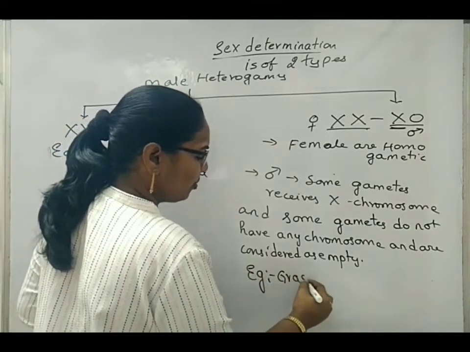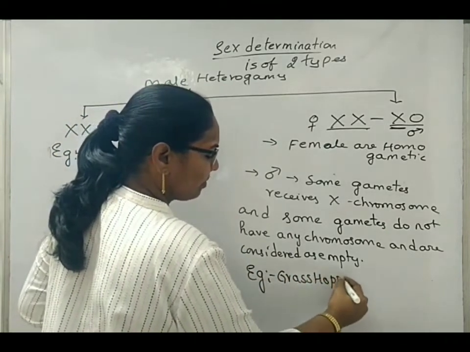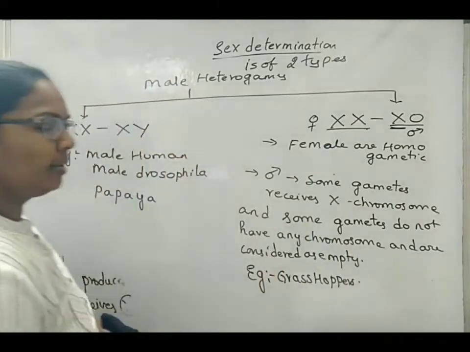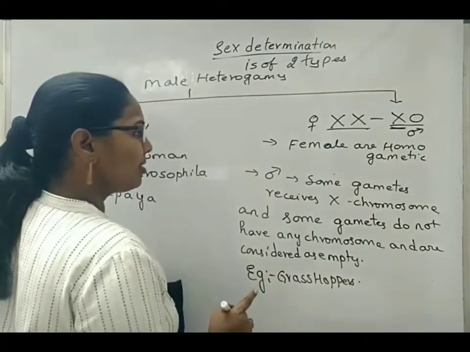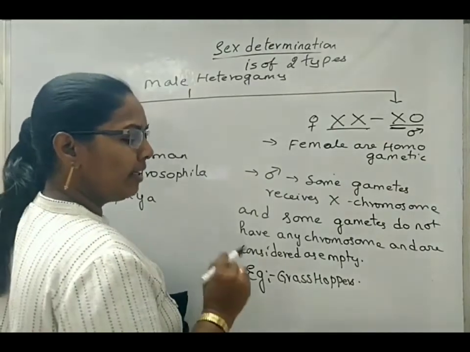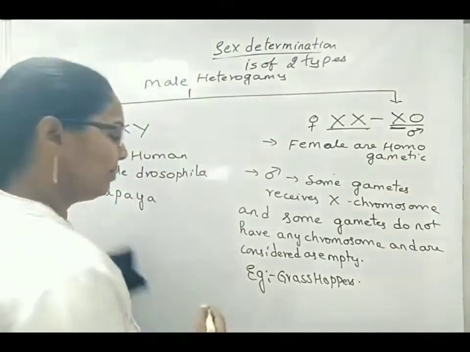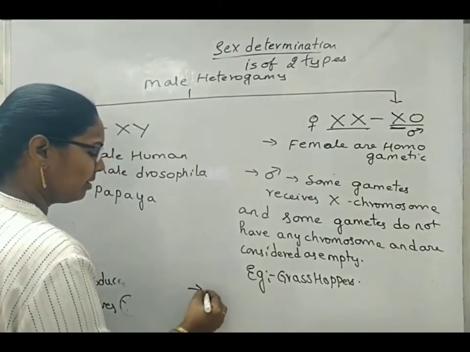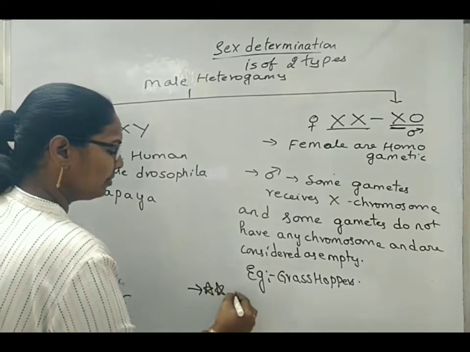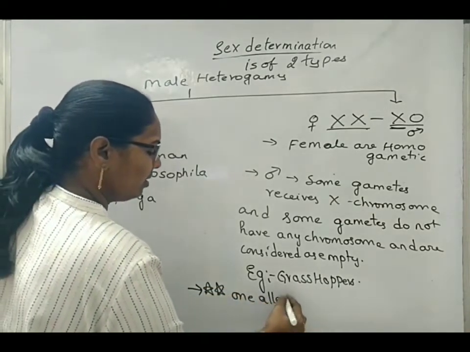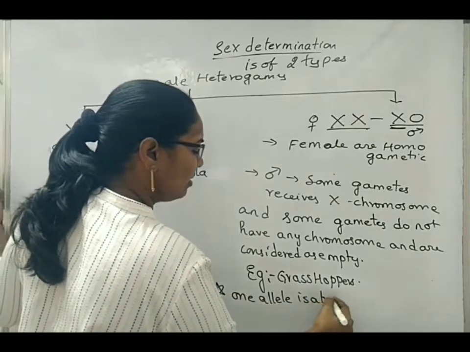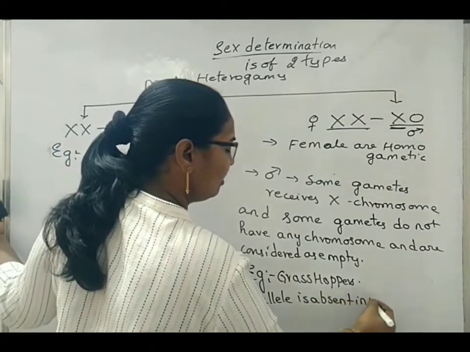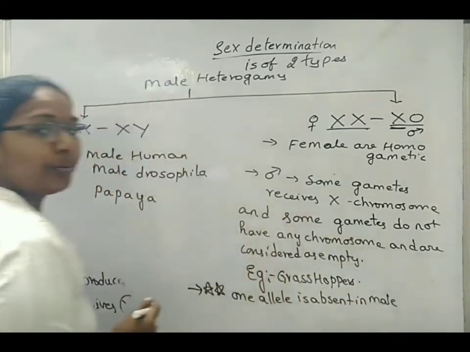Example, grasshoppers. Now, we can also use some term like one allele is absent in the male. One important point, one allele is absent in male grasshopper.